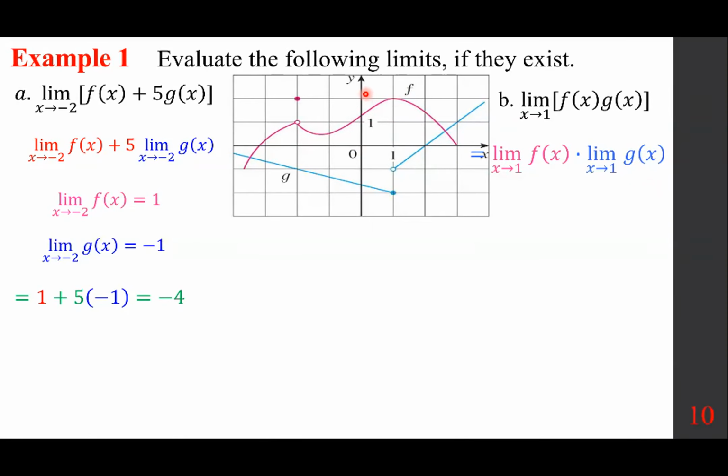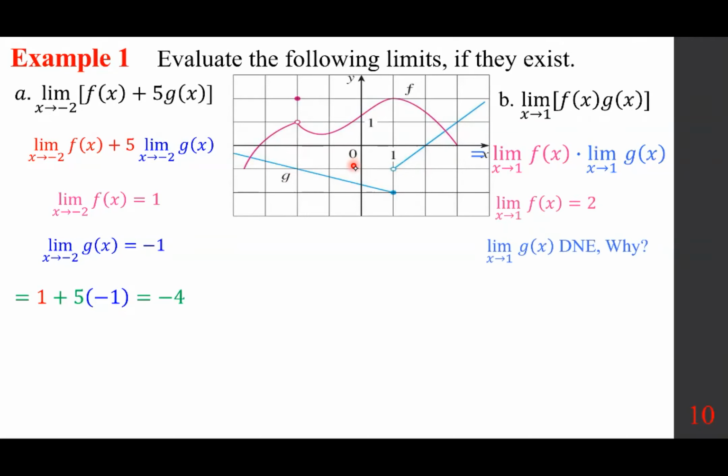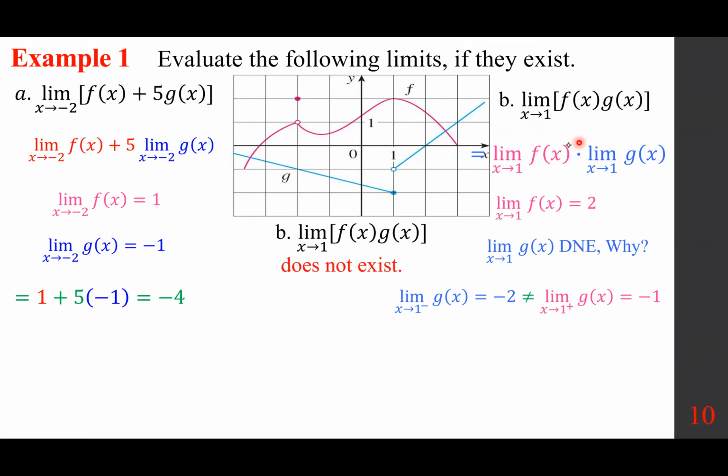We are moving towards that point, which has a y coordinate 2. But for g of x, the blue function, the limit doesn't exist because the limit on the left takes us here, which is -2. On the right, it takes us to the hole, which is -1. So this doesn't exist. So this is 2. This doesn't exist because they are not identical. That's the reason. Therefore, this does not exist either. The limit of f of x times g of x as x approaches 1 does not exist.